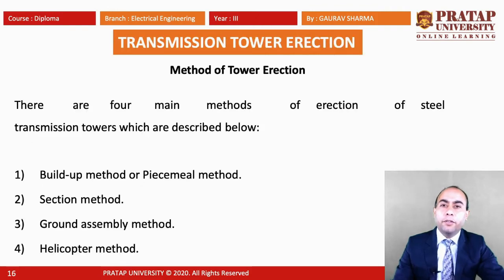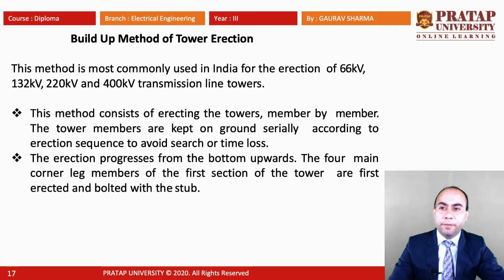Now, when we talk about transmission tower erection, we have a few methods: the build-up method or piecemeal method, the section method, the ground assembly method, and the helicopter method. These four methods are there for transmission tower erection.